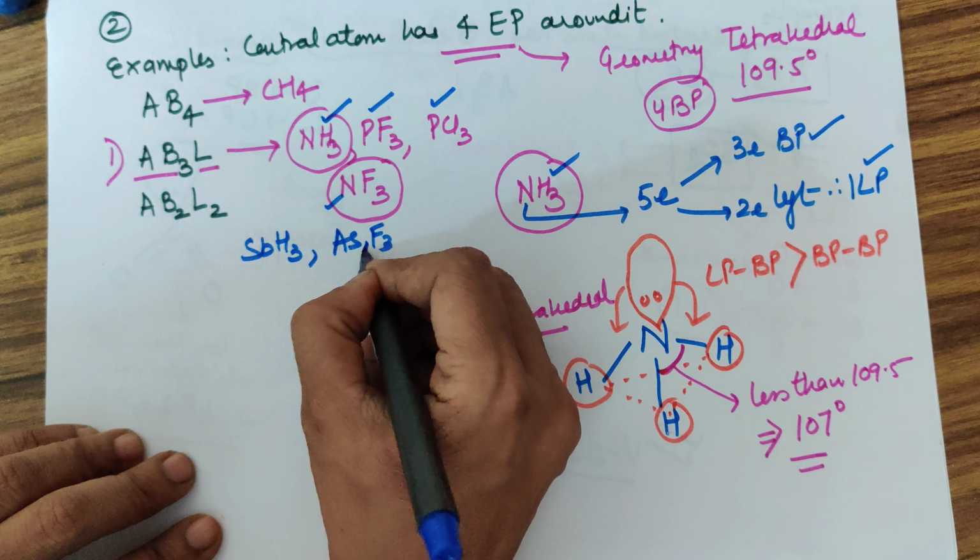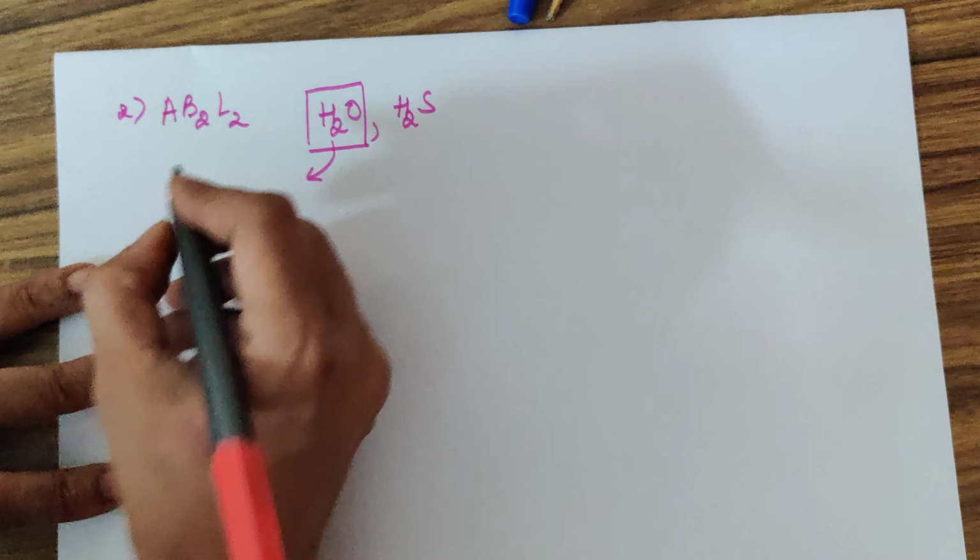Let me take up a special example under this case. The example for this second category is where you have AB2L2. There are 2 bond pairs and 2 lone pairs. Examples for this category can be water. It can be H2S also, that is hydrogen sulfide gas. Now let me take this as an example. In this case, your central atom is oxygen.